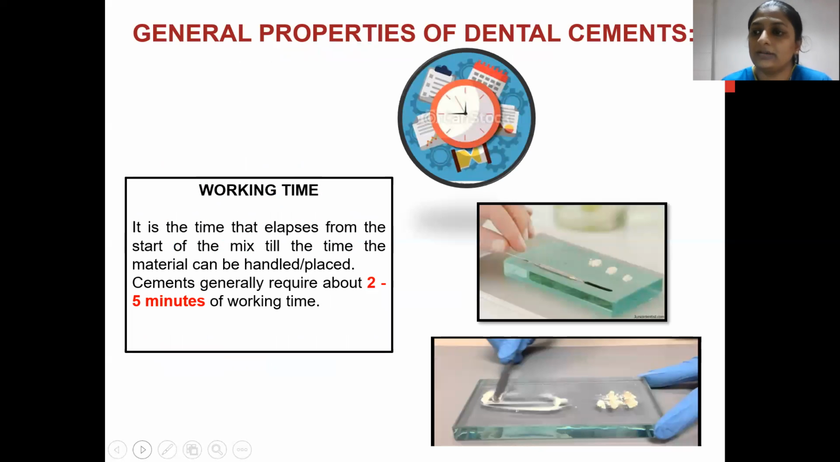Then moving on to the next one, which is general properties of cements. When we take a cement, we have to have a particular amount of time that allows us to mix it, put it into the cavity, and condense it to the shape that we want. That is defined as the working time. Working time is the time that elapses from the start of the mix till the time the material can be handled or placed in the cavity. Generally, we need a cement to have about 2 to 5 minutes of working time.